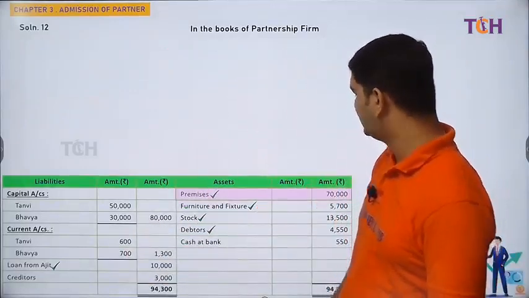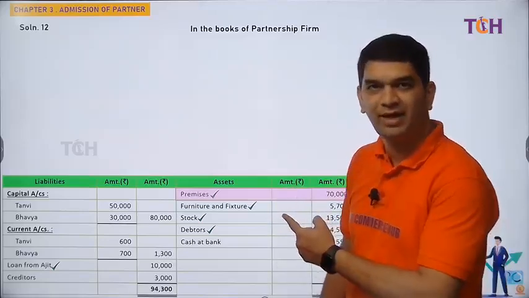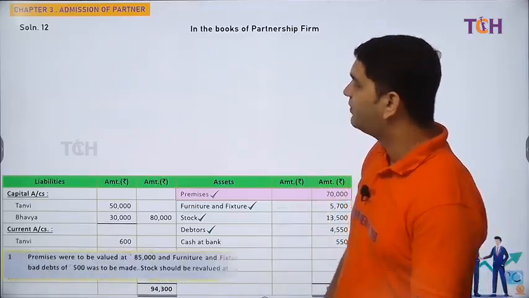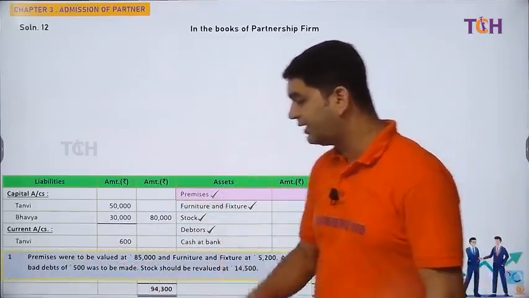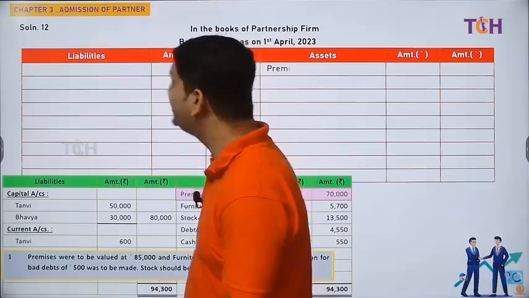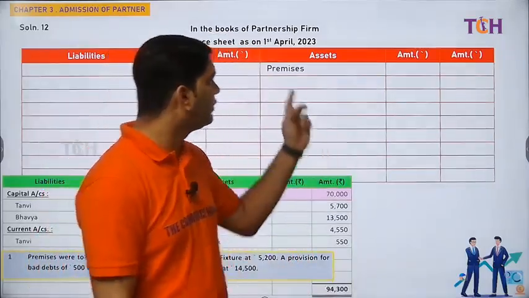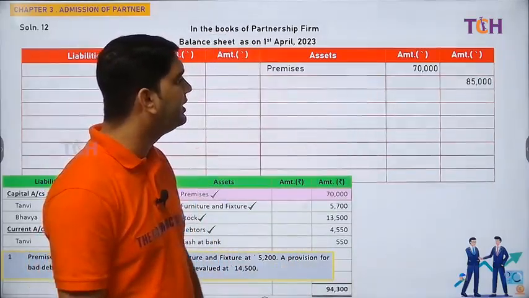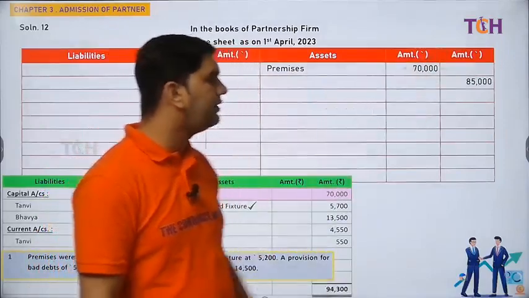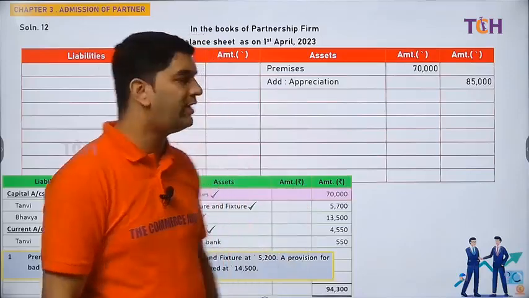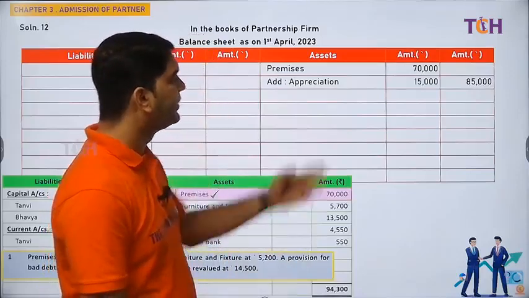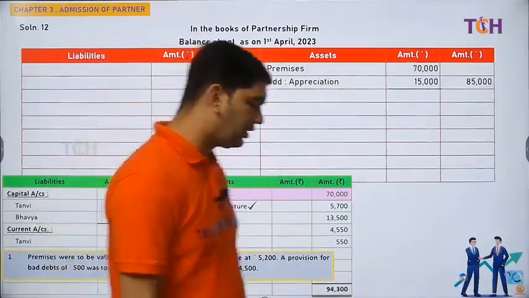Here we go. Premises 70,000. Premises we have an adjustment, we have tick marked it. So what is the adjustment for premises? Were valued at 85,000. 70,000 is becoming 85,000. There is an increase of 15,000 in premises. So first of all, on the asset side we'll write premises 70,000, but the revaluation is of 85,000. So obviously we understand there is an appreciation in the value of premises, which is 15,000. As the asset is increasing, it's going to be a profit.